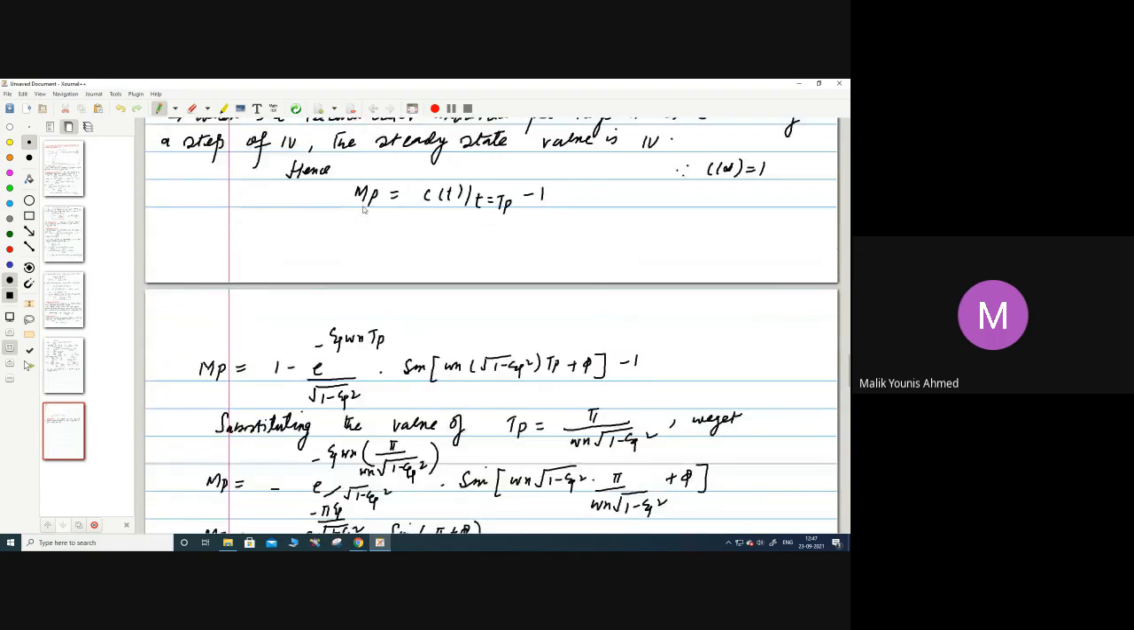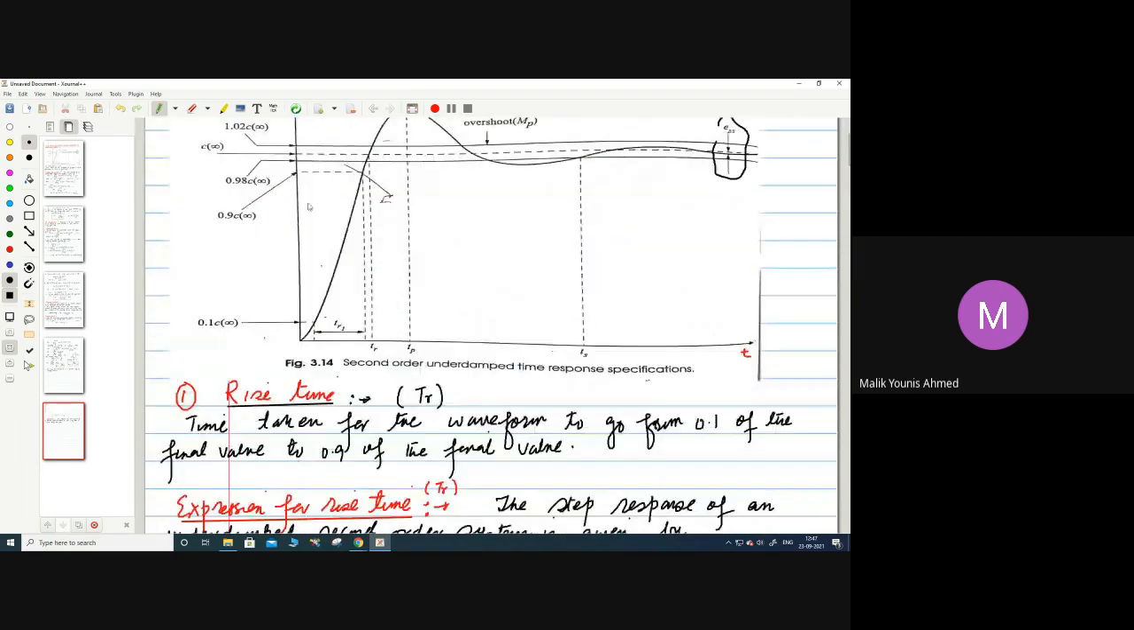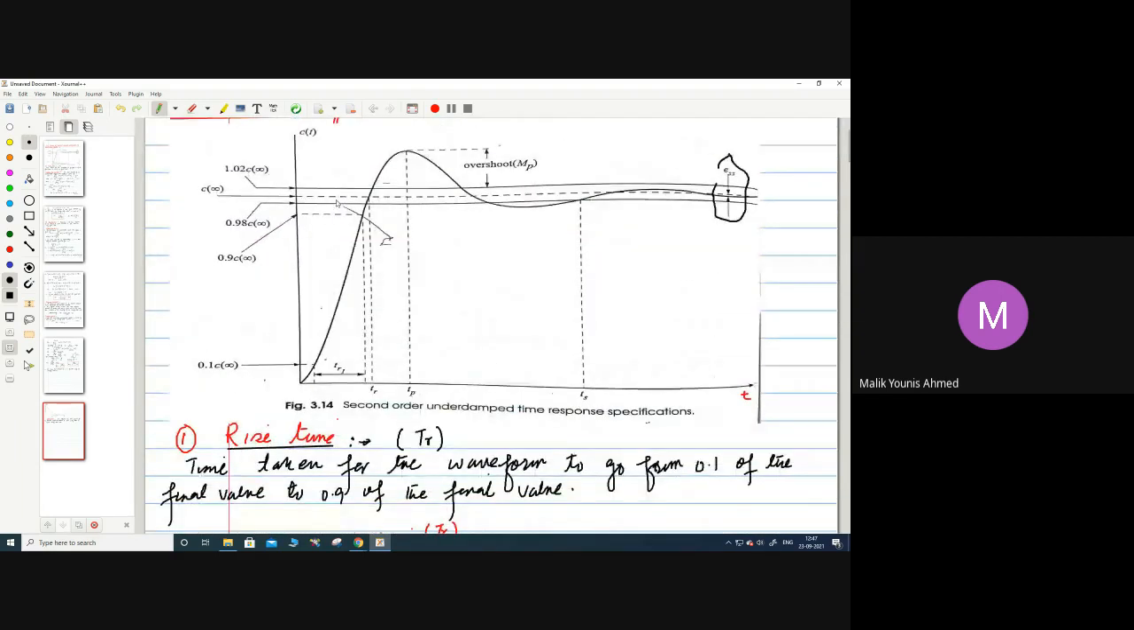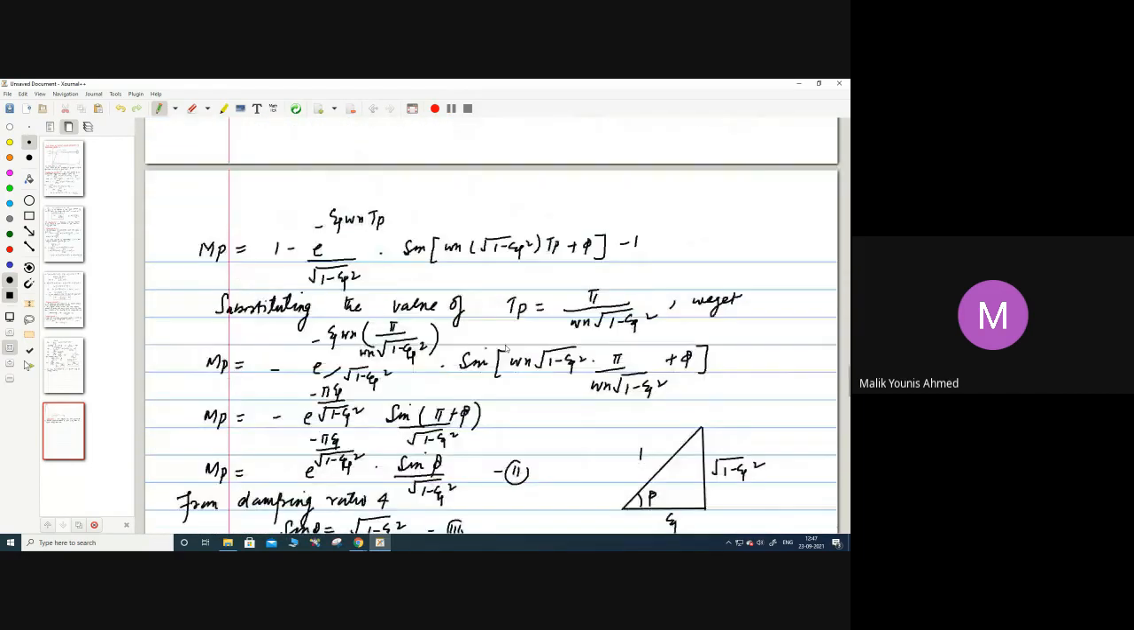You can see here from the specifications, very clearly. This 1.02 and 0.98, within 2% higher or lower than the steady state value, is called what? We can see here, this is your settling time. Ts is the settling time. Okay.